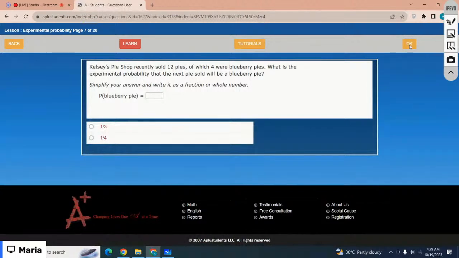Kelsey's pie shop recently sold 12 pies, of which 4 were blueberry pies. What is the experimental probability that the next pie sold will be a blueberry pie? Which is the correct option? Very good. The correct option is 1 out of 3.